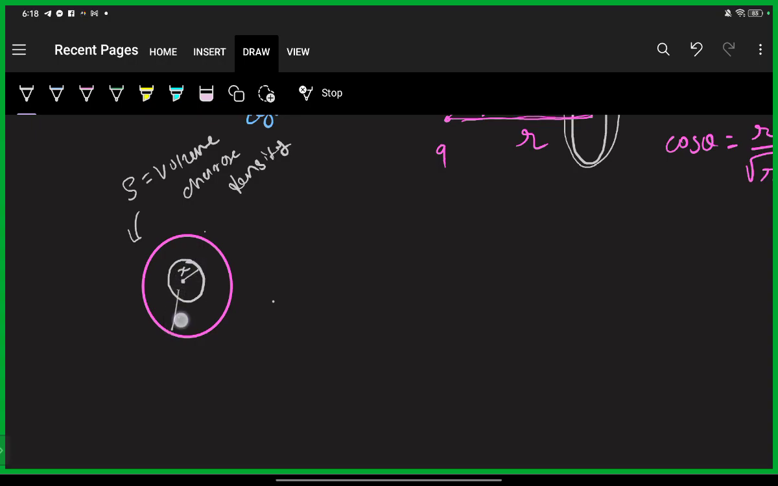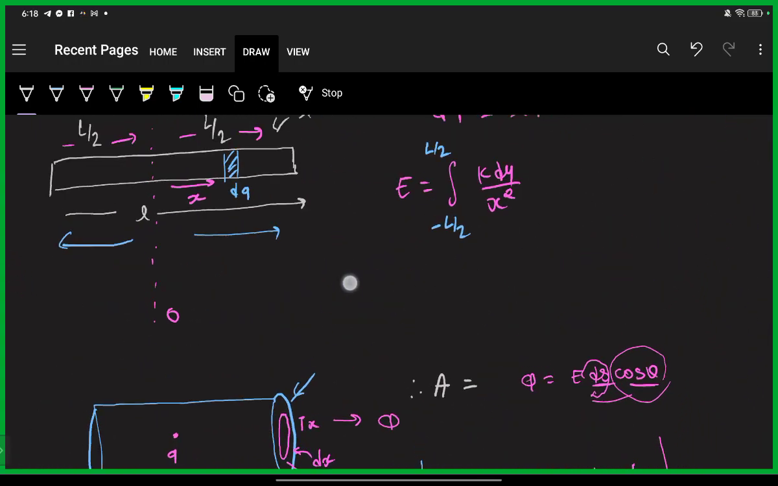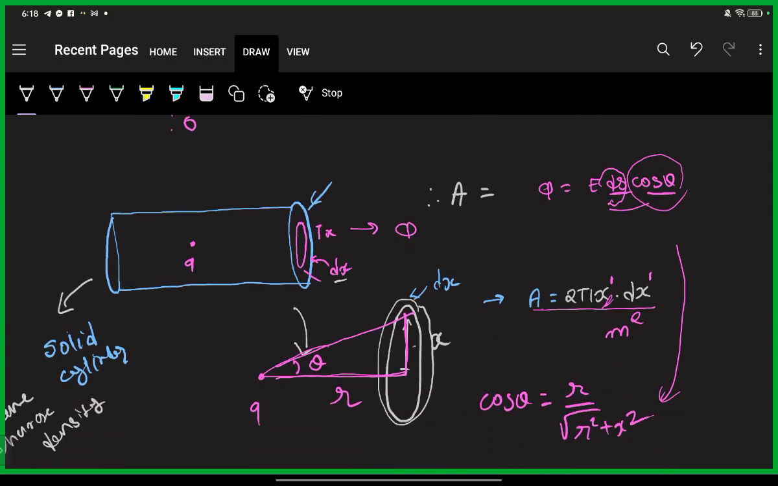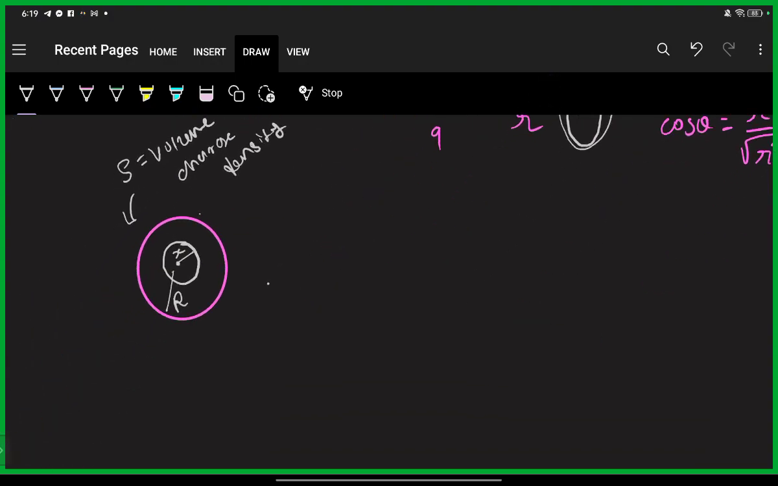In each case, the rod had length, so we considered a length element. Here it was having a circular shaped area, so we considered a circular shaped element. And here it is having a symmetry of a sphere, so we are considering a spherical element. It is that simple.